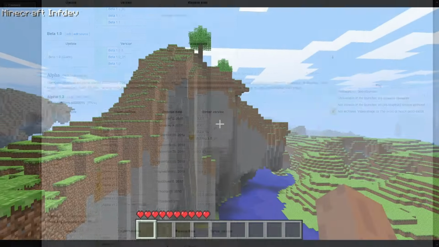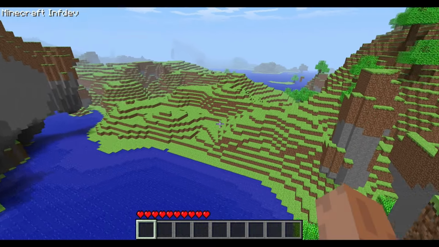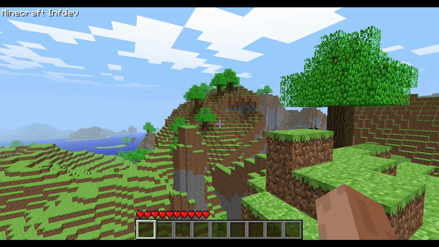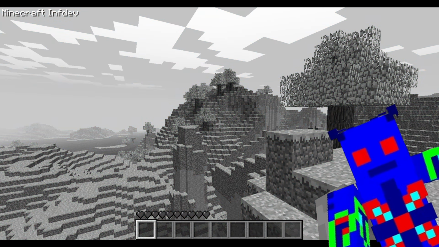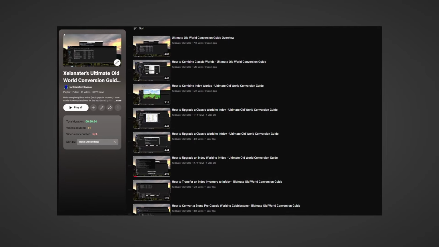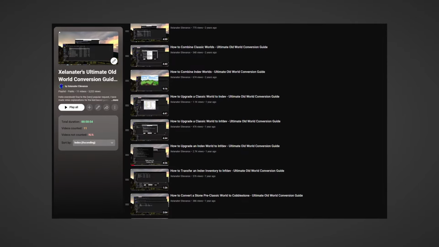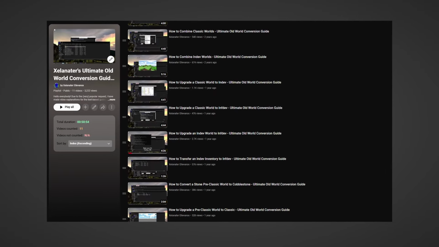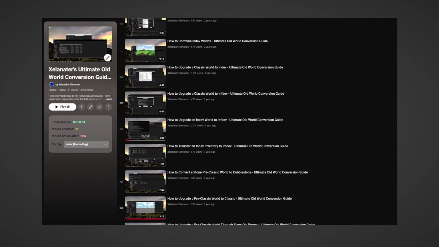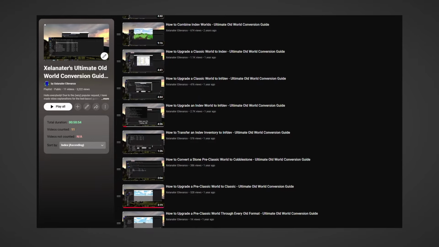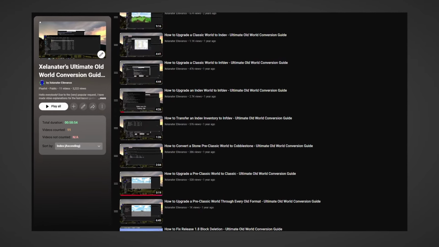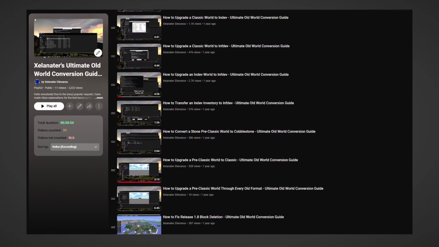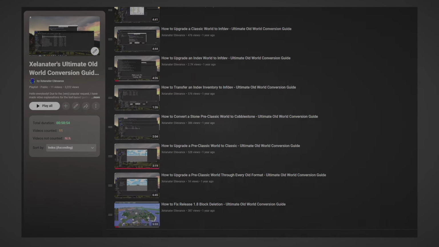How far back in versions can you go to create polyworlds? Using official means, the answer is infdev, particularly the version from March 27th, 2010. But we don't always do official here. Using the tools provided in my Ultimate Old World Conversion Guide, it's possible to get worlds from InDev Classic and even the earliest pre-classic versions into infdev and later. In fact, you can also combine finite worlds within 14A and later, if done correctly.